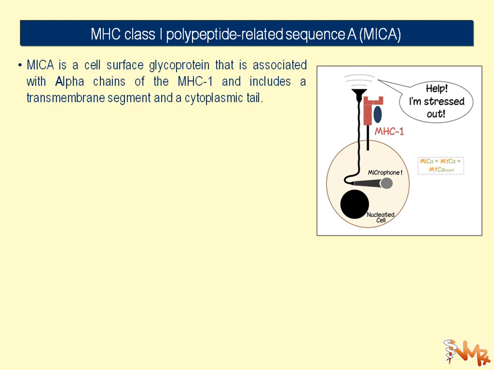Anyhow, MICA is a cell surface glycoprotein associated with the alpha chain of the MHC1. And as you see in this diagram, the microphone is next to the alpha 1. Remember, the alpha 1 has a transmembrane leg. So this is associated with the alpha leg of the MHC1. And it includes a transmembrane segment and a cytoplasmic tail. And of course, this is the cytoplasmic tail of it in a cartoon fashion.